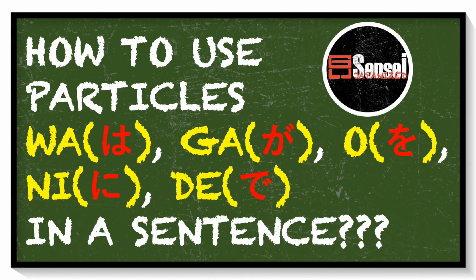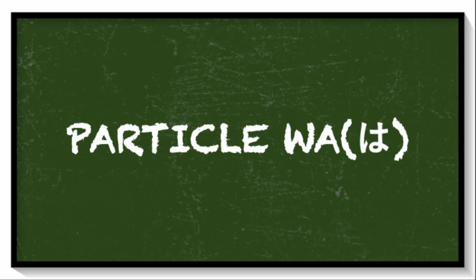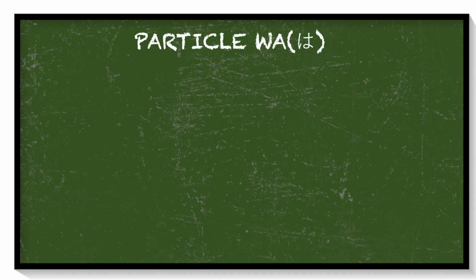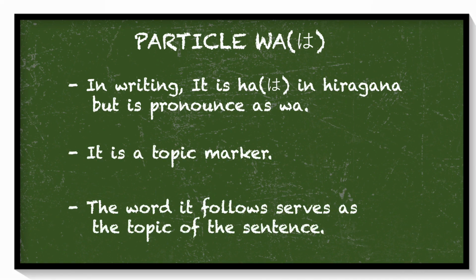Today, I will teach you 5 basic particles in Japanese language. Let's start with particle wa. Particle wa. In writing, it is ha in hiragana, but is pronounced as wa. It is a topic marker. The word it follows serves as the topic of the sentence.